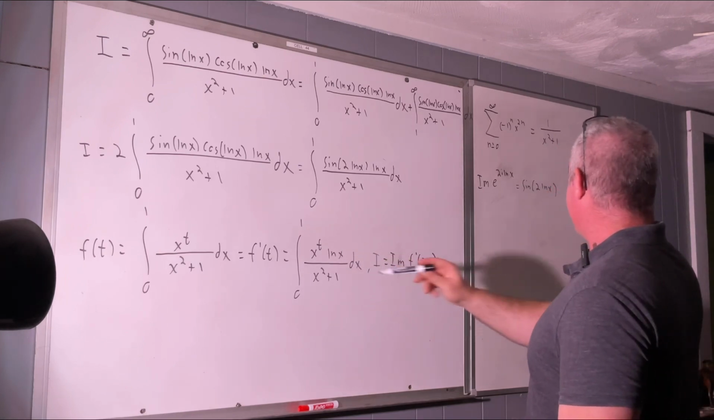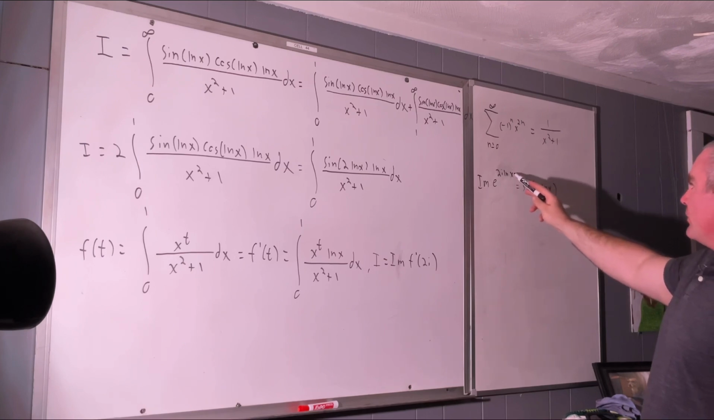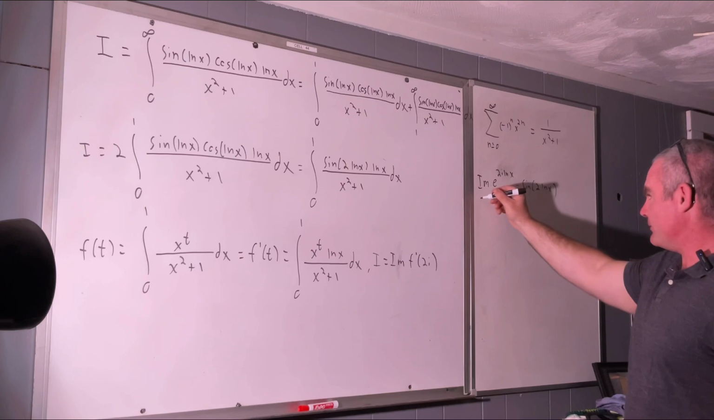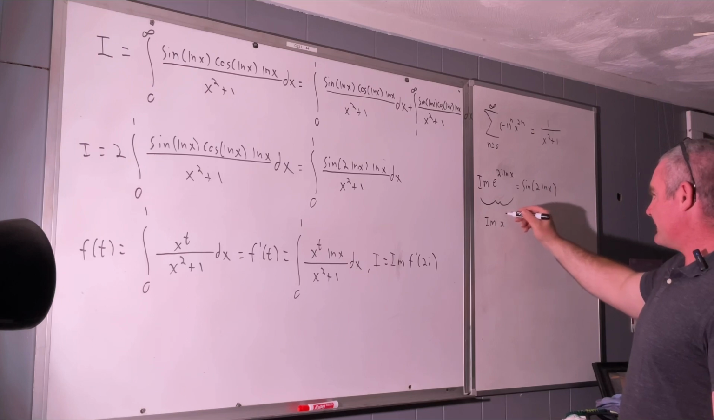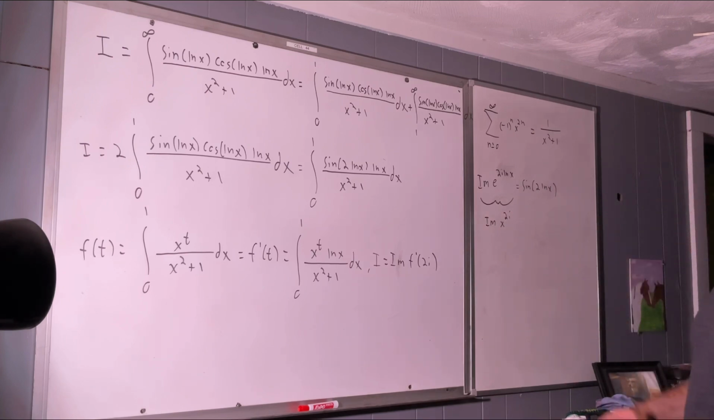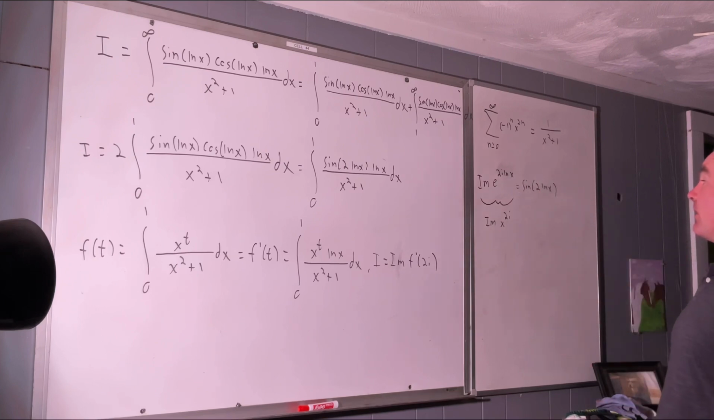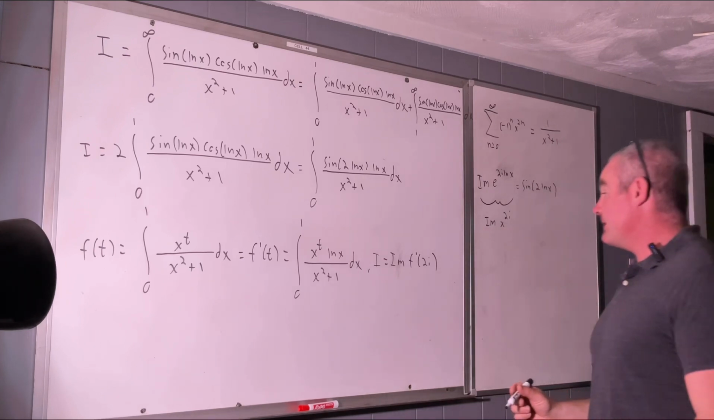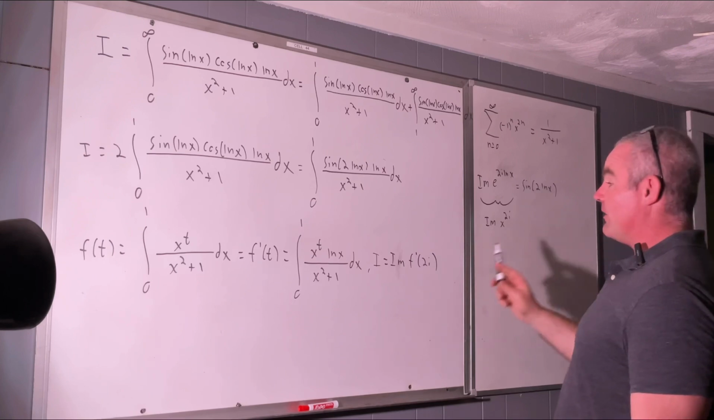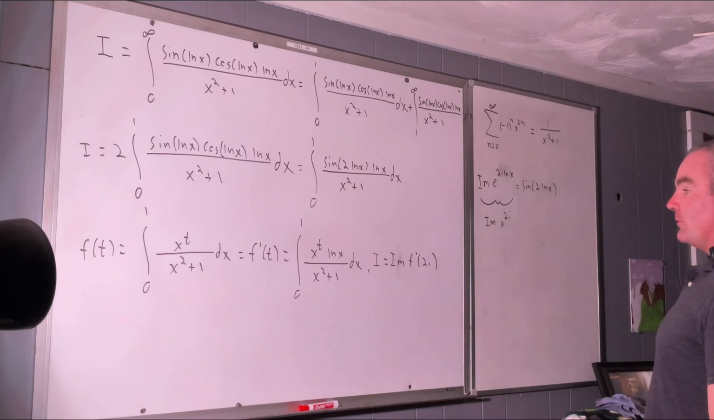Oh, and I forgot to show one thing over here. Using the properties of logarithms, we can make this equal to simply the imaginary part of x to the 2i, because we can make this e to the natural log of x to the 2i, and the e and the natural log would cancel out. So the imaginary part of x to the 2i is equal to sine of 2 natural log x. So if we take the imaginary part of our function evaluated at 2i, we will get back our original integral. I hope that makes sense.